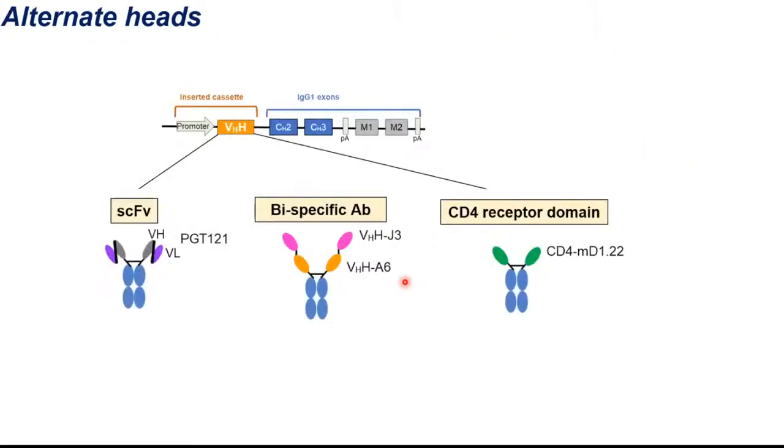Just quickly showing you what these alternate heads look like. This is my cartoon of where we've inserted our cassette. In my example, we've been using the J3 nanobody component, but we can also put in single chain antibodies, and we can derive those from other well-known bNAbs. You may have heard of PGT121, for example. So we've done that. We can also make these daisy chained antibodies. We've put in multiple different nanobodies, and we can also put in something like the CD4 receptors. This is work that's ongoing in my lab. These are all targeted to HIV, and we're trying to figure out which is going to be the best approach.